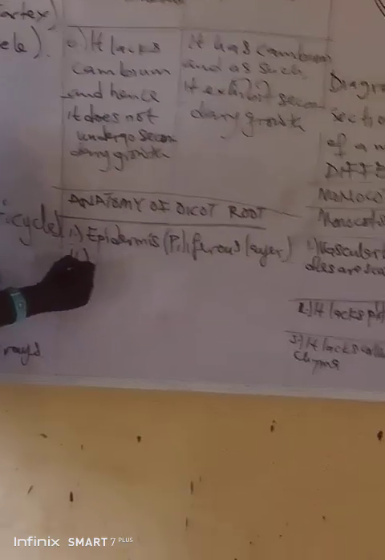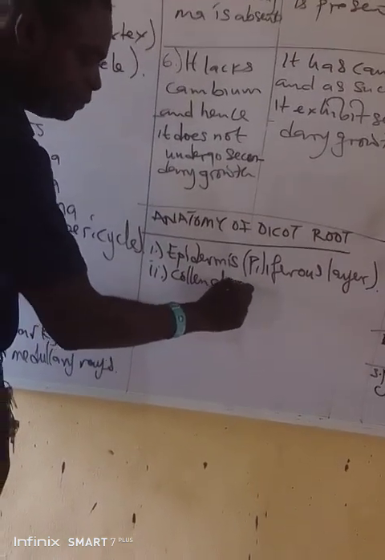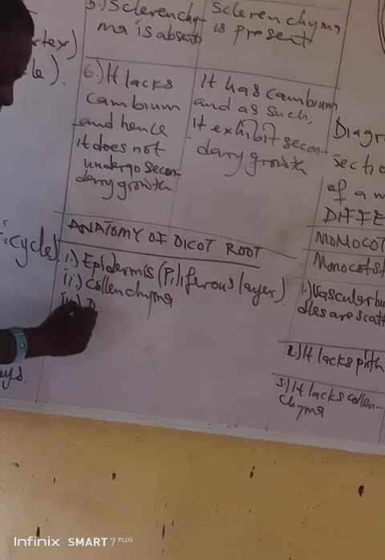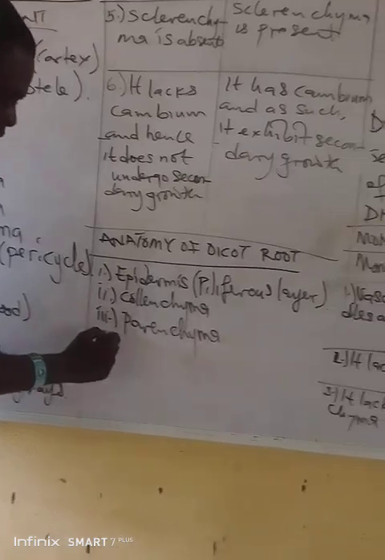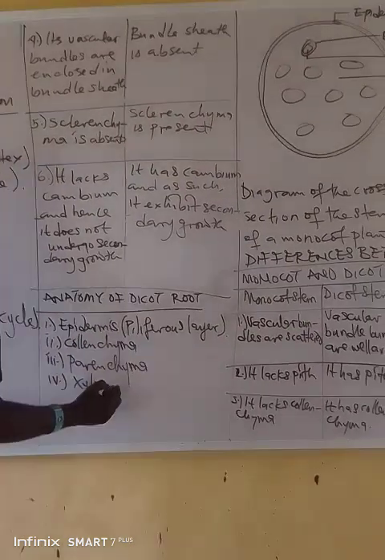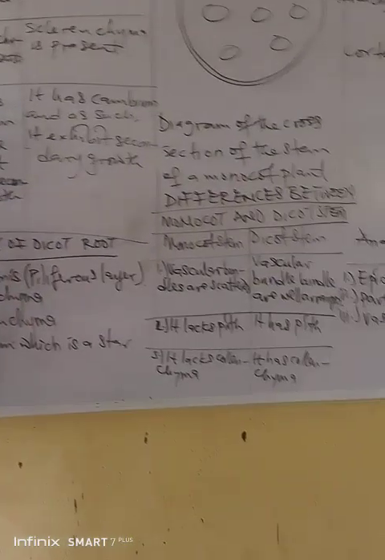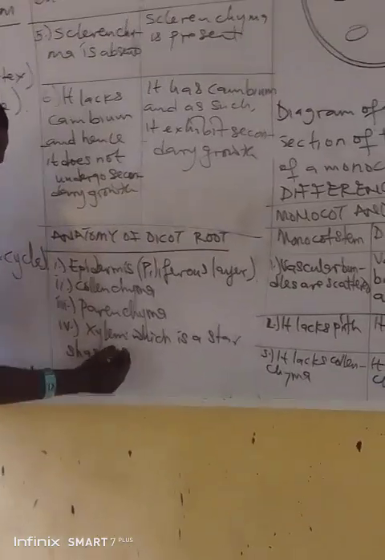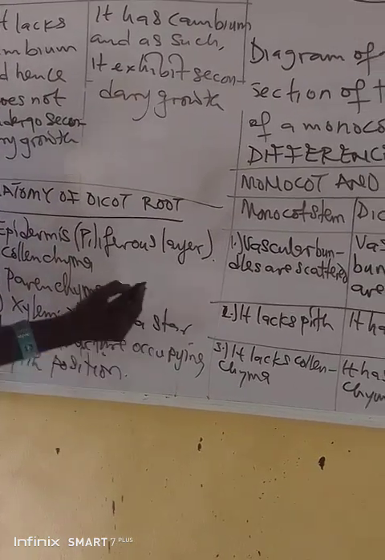Now, apart from the piliferous layer, we have the collenchyma. We have parenchyma. Then we have xylem, which is star-shaped, like a star-shaped structure, occupying the pith position.